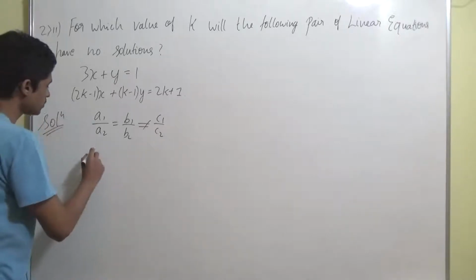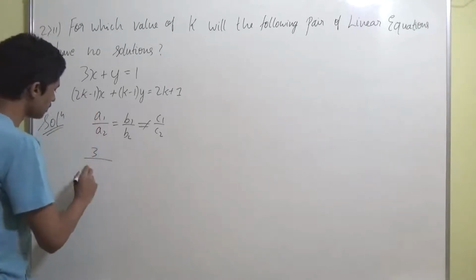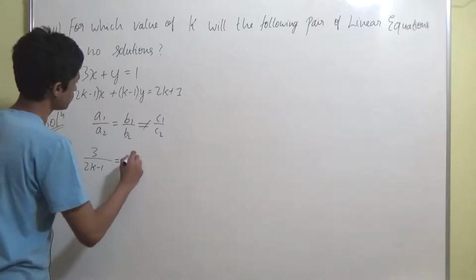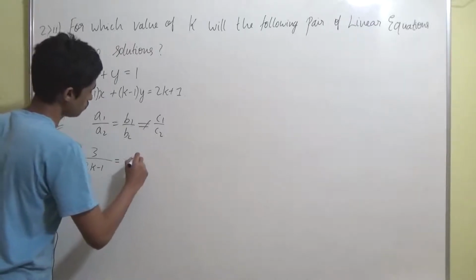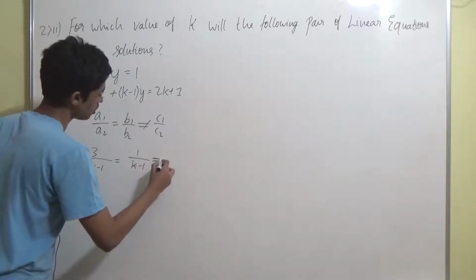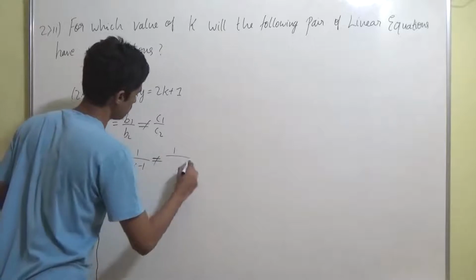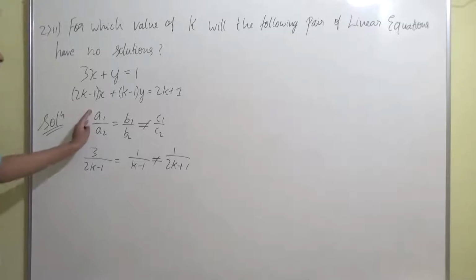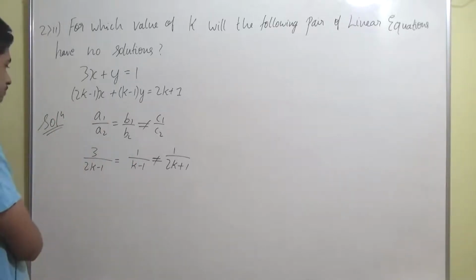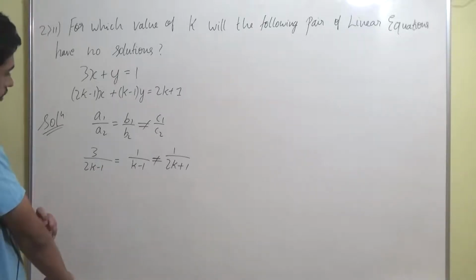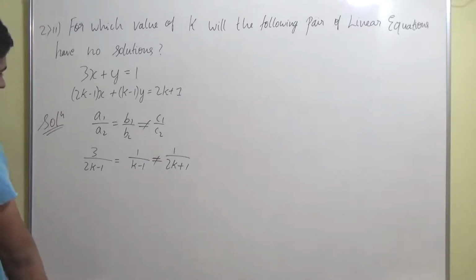Let's do it, guys. So a1 by a2 is 3 by 2k minus 1, equal to b1 by b2, which is 1 by k minus 1, should not be equal to 1 by 2k plus 1. So this is the condition, guys. We first wrote the condition and then substituted the values according to the conditions on the variables. Done. So now let's solve it, guys.